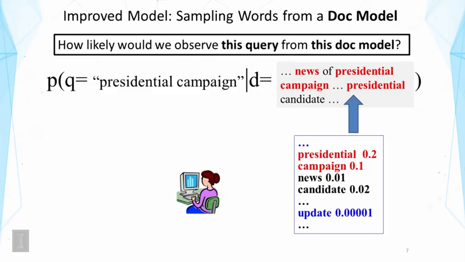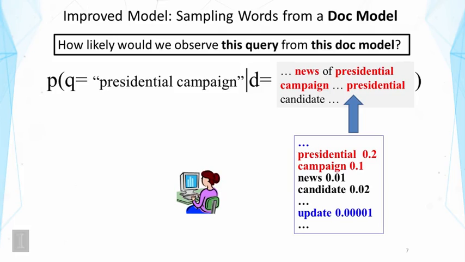Now the improvement here is to say that, instead of drawing a word from the document, let's imagine that the user would actually draw a word from a document model. So I show a model here. Here we assume that this document is generated using this unigram language model. Now, this model doesn't necessarily assign 0 probability for "update". In fact, we can assume this model does not assign 0 probability for any word.